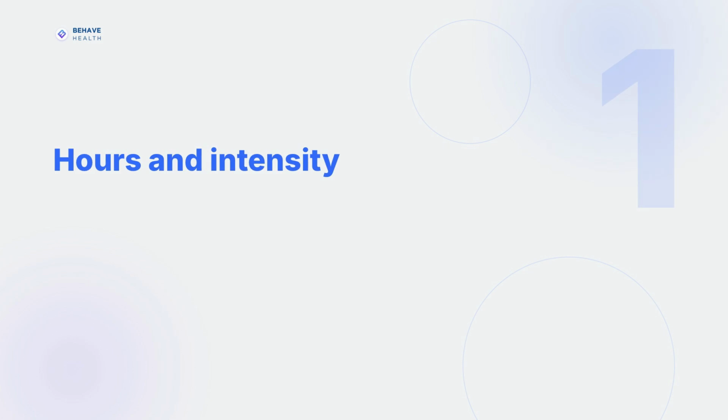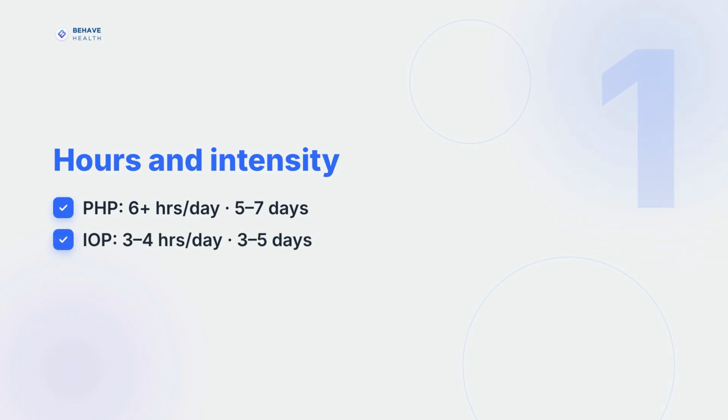Dimension 1, hours. PHP runs 6 or more hours per day, 5 to 7 days a week. 30 to 40 treatment hours weekly. IOP runs 3 to 4 hours per day, 3 to 5 days a week, 9 to 20 hours. Under ASAM, level 2.5 means a minimum of 20 hours per week. Level 2.1 means a minimum of 9.